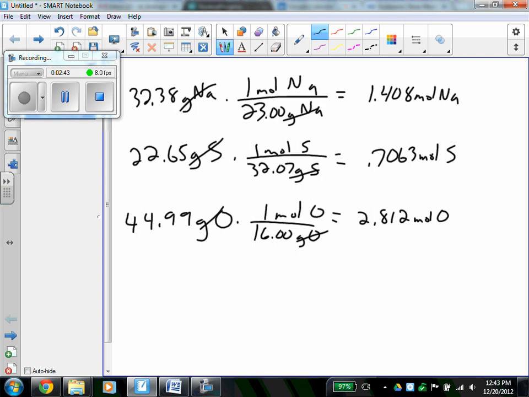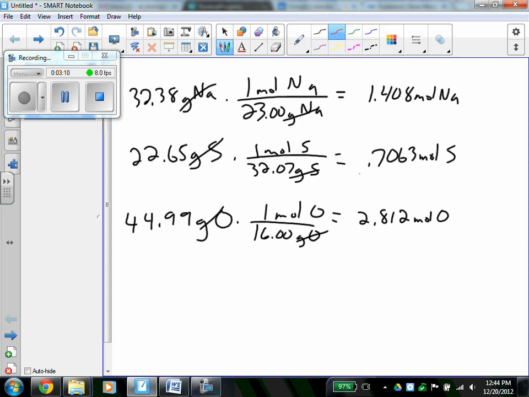Now, the first step is always convert to moles when solving for empirical formulas, which is what I'm doing right now. I probably should have prefaced this with that. In sample problem L, the first thing you should do is convert your starting materials to moles, always. The second step is to divide by the lowest value that you have of moles. So between 1.408, 0.7063, and 2.812, 0.7063 is the smallest.